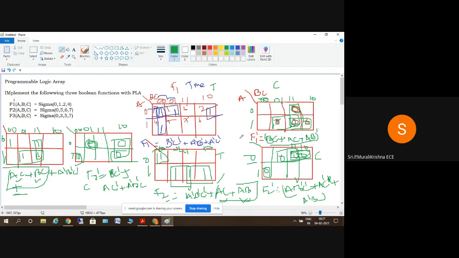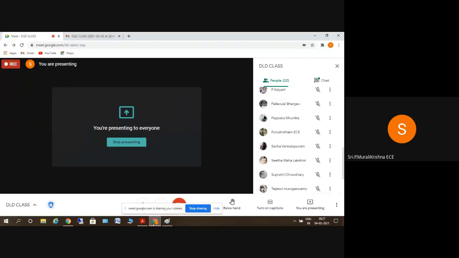So what I'll prefer here is F1 bar, F2 and F3 in the final output. I'll prefer the complement term of F1, the true form of F2 and the true form of F3. Yes or no? No response. So do you understand or not? Yes, sir. Only one.